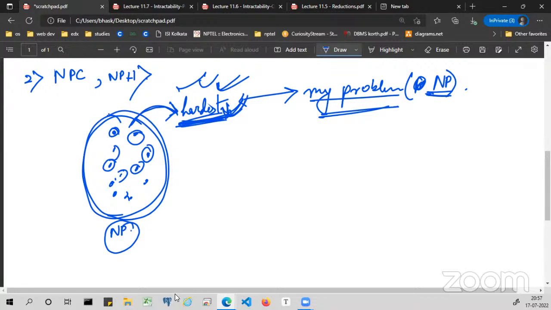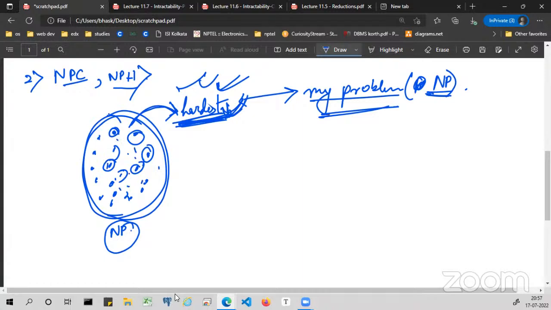Otherwise, the main concept is NP complete. Before coming to NP complete, what I am discussing is NP hard. NP complete is just one more condition added to NP hard, nothing more. So the main concept of hardest, I have written hardest, is that you have to save your time. You should not compare with all the NP problems which you have over here.